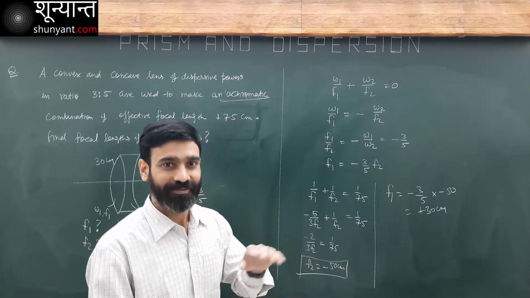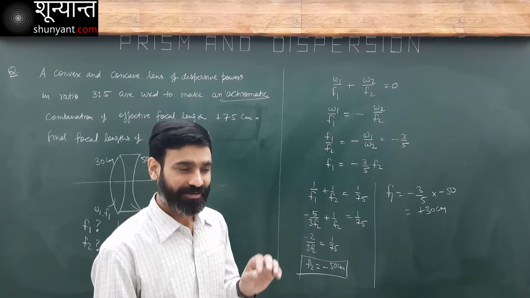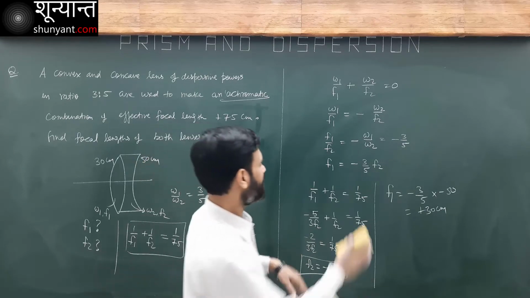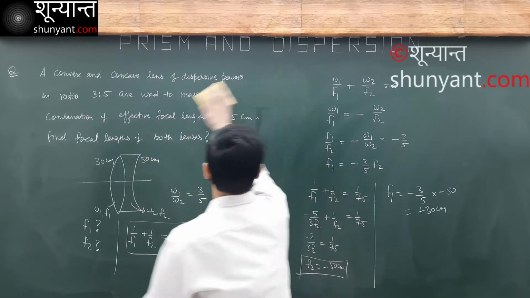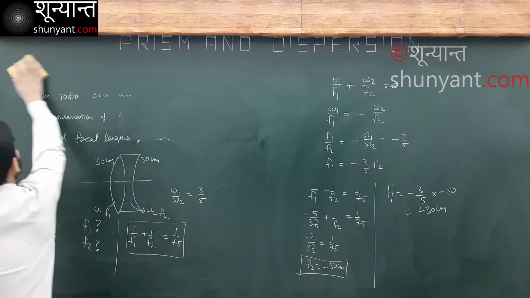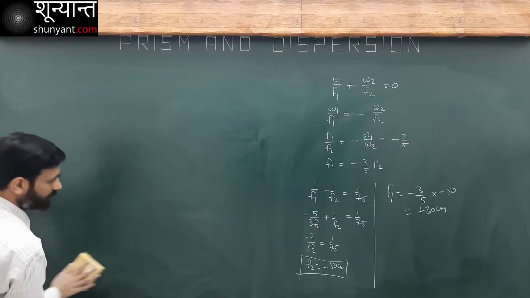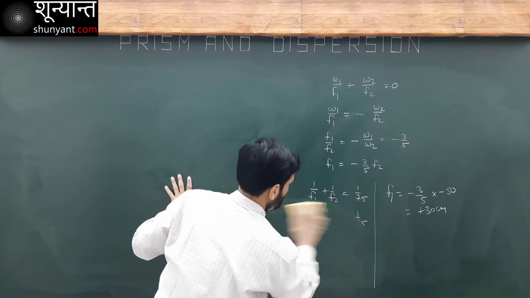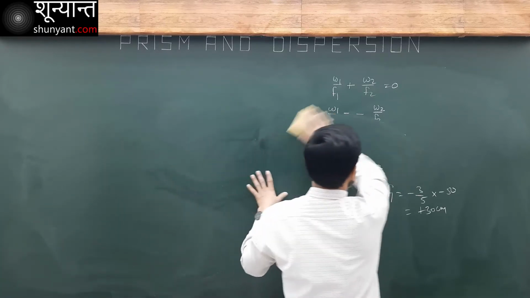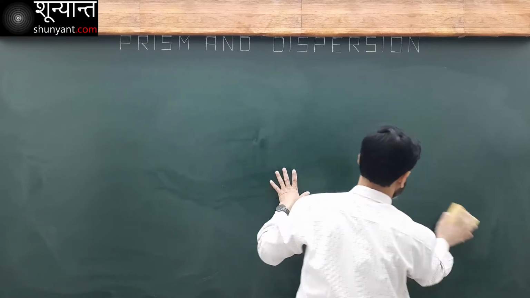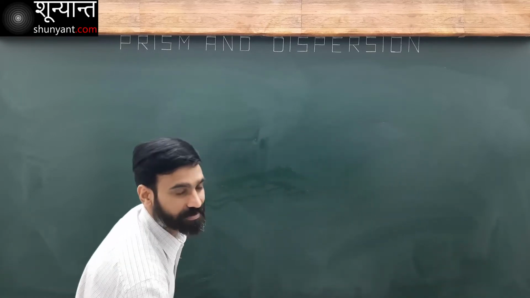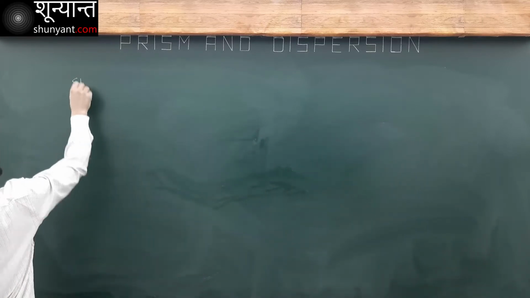Now there is one other defect in lenses. Let's discuss that also. That is known as spherical aberration.